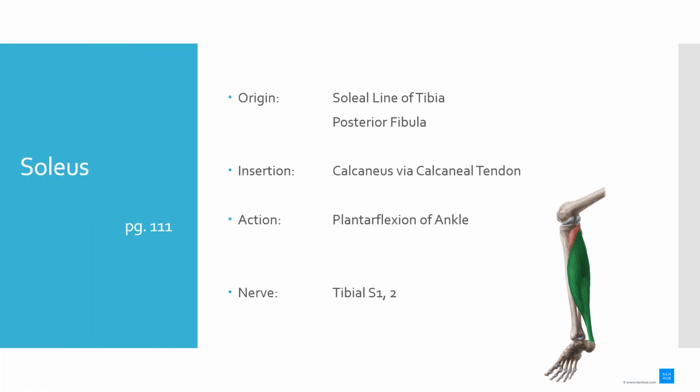Soleus. Two origins include the soleal line of the tibia, as well as the posterior fibula. The insertion is the calcaneus via the calcaneal tendon. The action is plantar flexion of the ankle. The nerve is tibial S1 and 2.